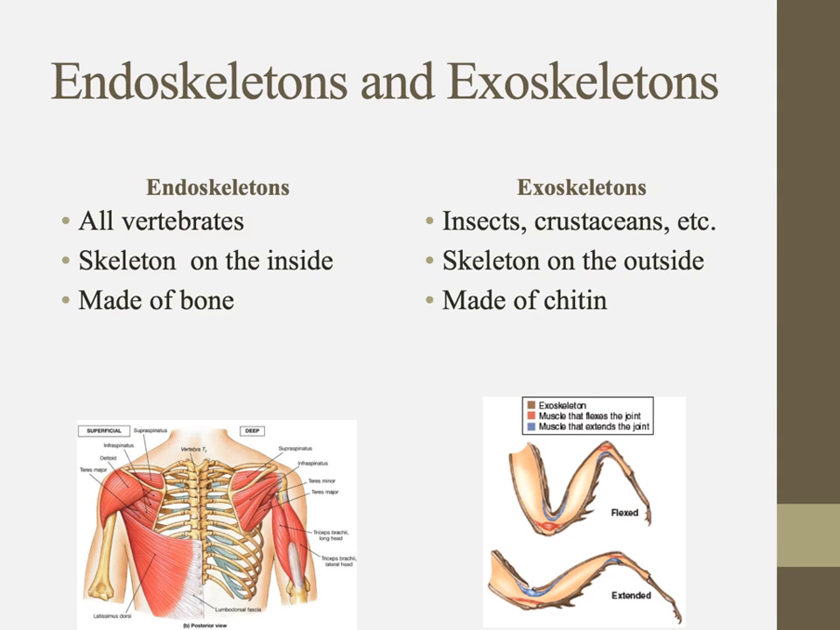Okay, so let's talk endo and exoskeletons. Endo means inside, kind of like endocytosis, bringing big things into the cell. All vertebrates are going to have these: fish, mammals, birds, etc. And that means their skeleton is on the inside and it's made of bone, like a calcified bone material.